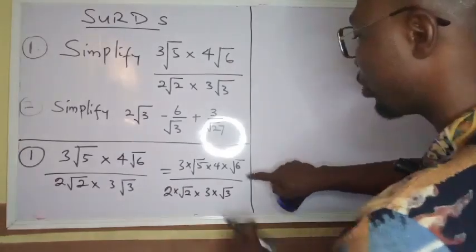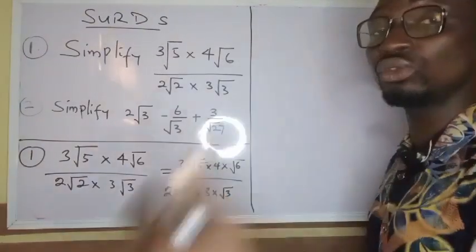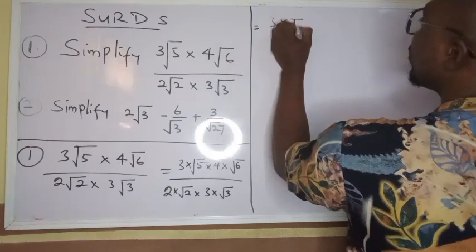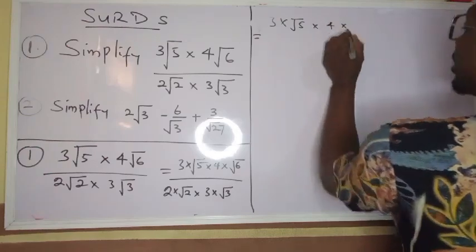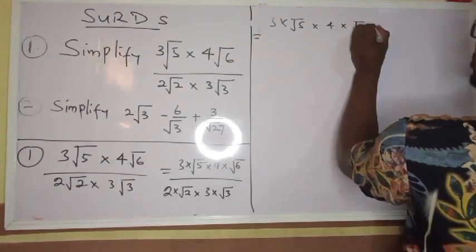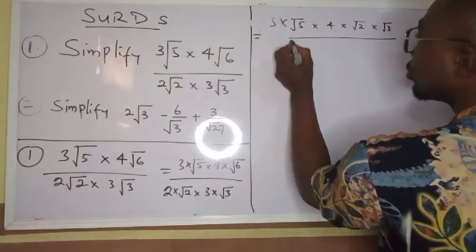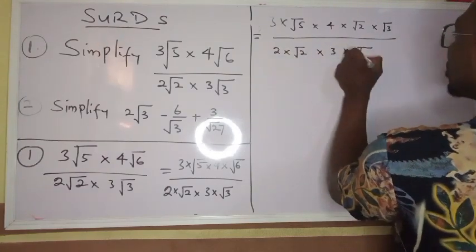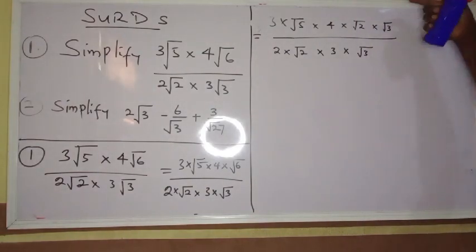Now the next thing is, if we look at this root 6, this root 6 can also be root 2 times root 3. So we have 3 times root 5 times 4 times root 2 times root 3 all over 2 times root 2 times 3 times root 3. Now, the reason why I split this root 6 is for us to be able to cancel out the numerator and the denominator with the same number.